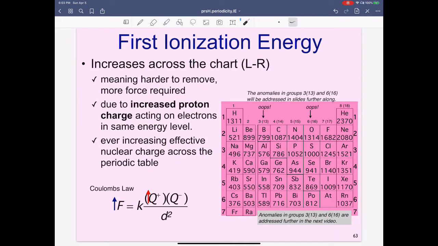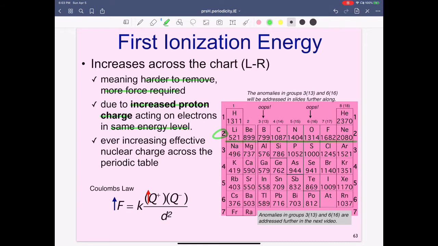Let's take a closer look. As we go across the chart, the ionization energy increases. What does that mean? That the electrons are harder to remove, more force is required as we go across the chart. Again, we have to be able to justify this. This is due to the fact that the number of protons is increasing, and those electrons are in the same energy level. If you pick any particular row in the periodic table, the electrons are all in the same energy level.